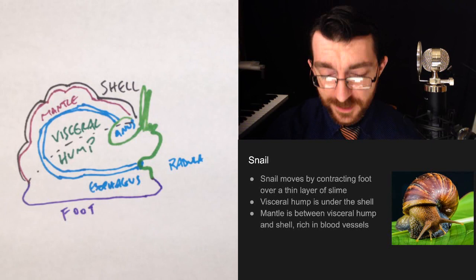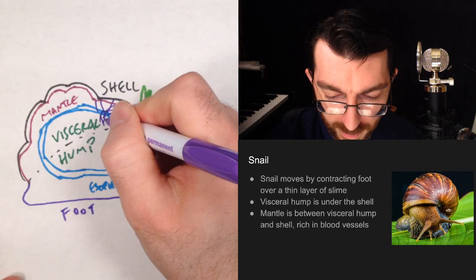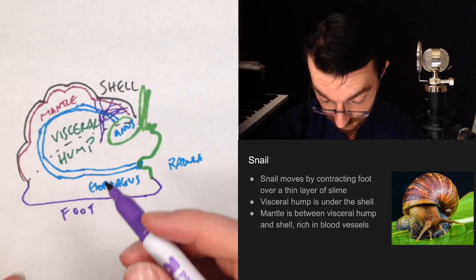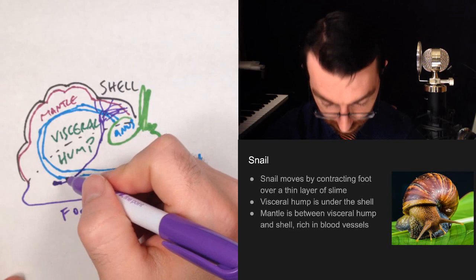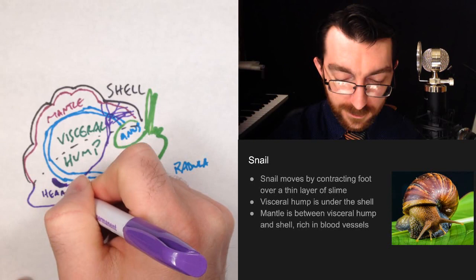So let's go ahead, throw some blood vessels on here. Lots of blood vessels in here. Yay, blood vessels. Everybody loves blood vessels. And yeah, blood vessels are very close to my heart. So speaking of blood vessels, they end up having something of a little heart back here. Their circulatory system is very basic.